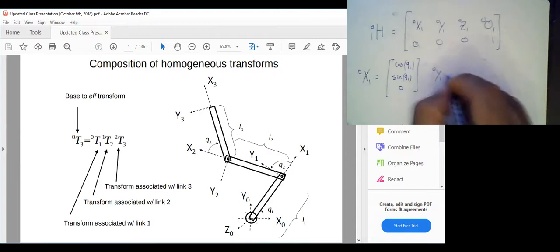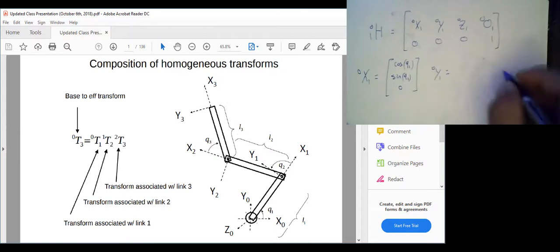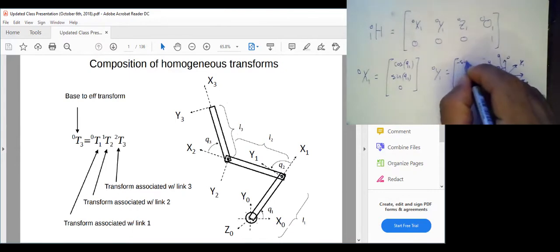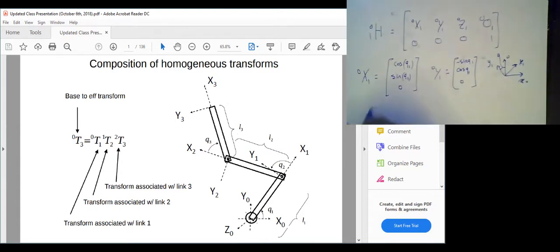How about y10? So y10 is that vector. If you look at the projection here, you have x0, y0, this is your vector x1, this is your vector y1, and this is your angle q, right? So the x component is going to be minus sine q1. The y component is going to be cosine q1, and then 0. And then z10 is 0, 0, and then 1, because these two vectors are collocated, right?